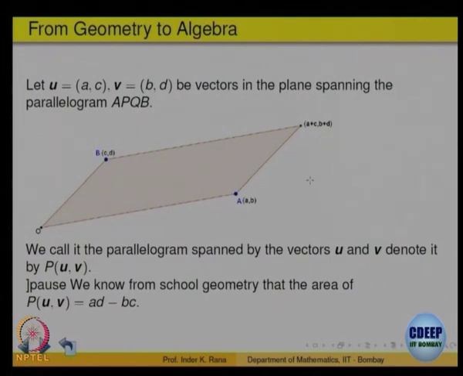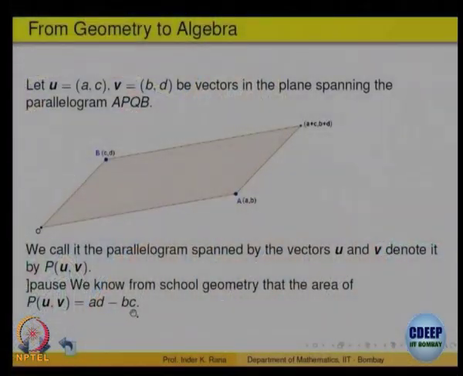and it can be proved purely by geometry that the area of this parallelogram is given by AD minus BC. If U has the components A and B, and V has components C and D, then the area of this parallelogram, purely by geometry considerations, by drawing perpendicular lines and so on, looking at congruence of triangles and using the concept that the area of a triangle is half base into height, one can come to the conclusion that the area of this parallelogram is given by AD minus BC. This is pure geometry.